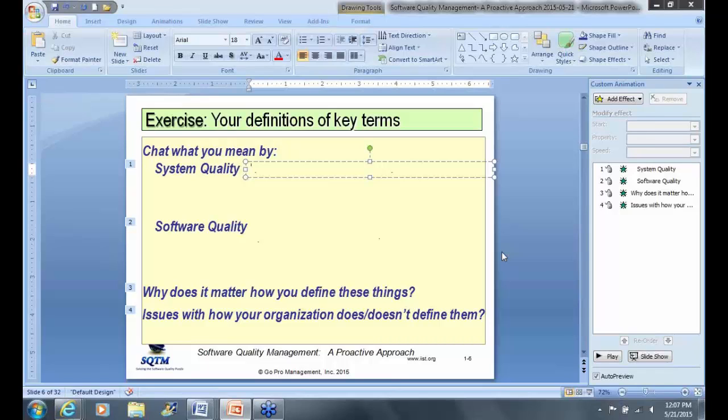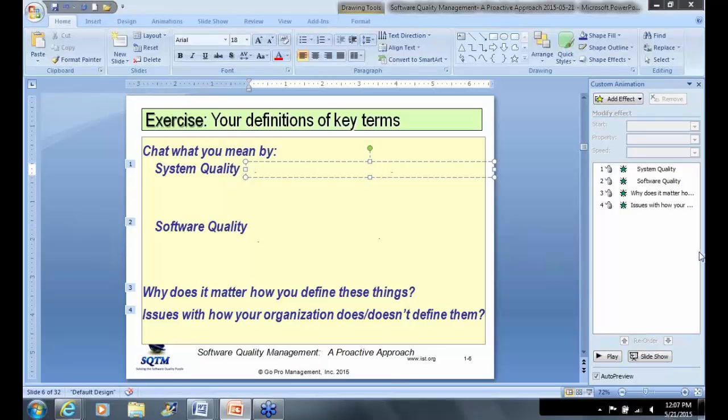Terms like this, in my experience, people often use without thinking very much about what they mean by them. They assume that they know what they mean. They assume that everybody else knows what they mean, and that everybody else uses these terms the same way that they do. And somehow or another, that doesn't always work.